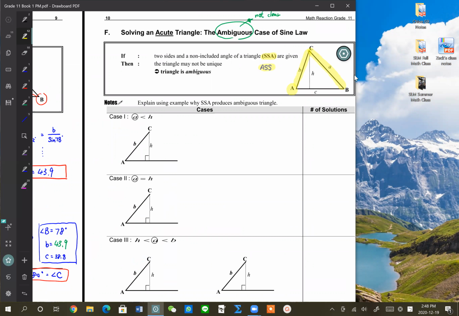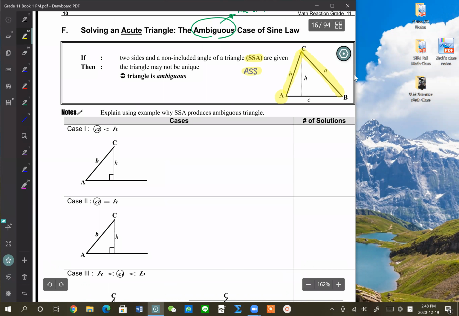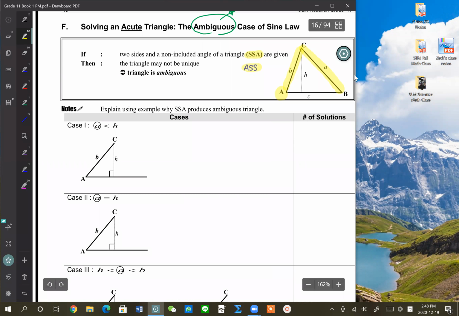So same with this one. When you are given an ASS, it's a pain. Okay, so to help you remember that: ASS, then you get ambiguous. So we'll start with case 1.